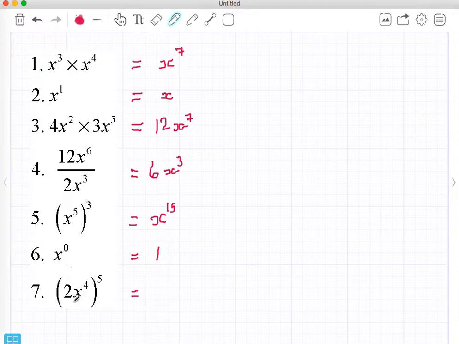Now here, this one is another one that catches students out. We need to times the 4 and the 5 together for the power of x, but the 2 is going to be to the power of 5. So I'm just going to do a little bit of working out here. 2 to the power of 5, and then we've got x to the power of 20. Now 2 to the power of 5 is 2 times 2 times 2 times 2 times 2, which is 32. And x to the power of 20. And all of those have been done without a calculator. Okay, very important that you know those rules of indices, very simple rules to start with.